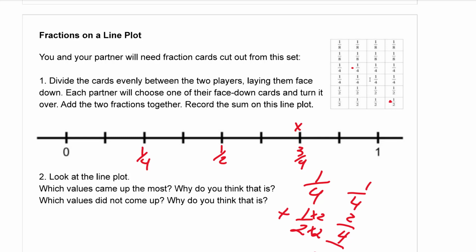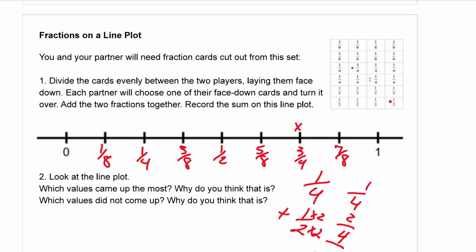So what is that? 3/8. Okay. 1/4 plus 1/8 would be... Okay, so this is going to be 1/8, which we know that you can't have, because you have to have at least two cards. We're going to have 3/8. You could get that. And then we have 5/8. And then we have 7/8.